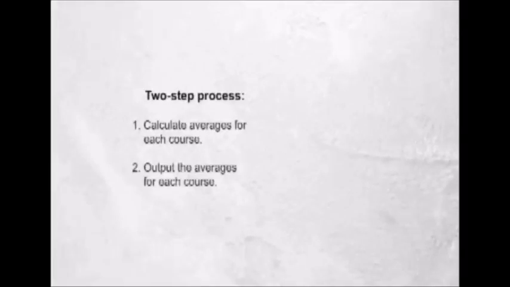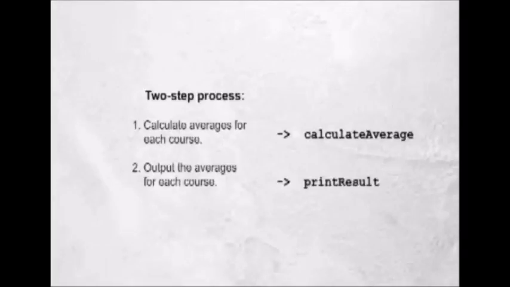Processing the data for each course is similar and is a two-step process. First, you must calculate the averages for each course. Then you must output the averages. To simplify the complexity of the main function, we will write a function, calculateAverage, to find the course average, and another function, printResult, to output the data in the form given. By passing the appropriate parameters, we can use the same functions, calculateAverage and printResult, to process each course's data for both groups. In the second part of the program, we will modify the function printResult.